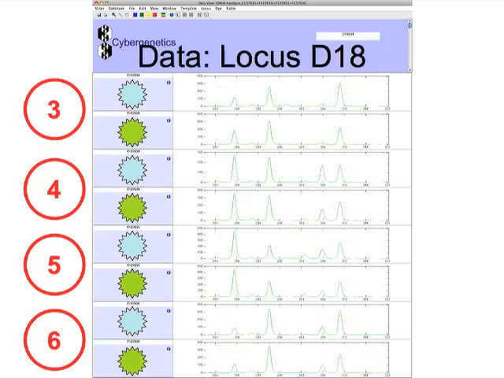It's good to get a close-up, so we're going to zoom in on locus D18, and throughout the talk, we're going to focus on it, just because it's nice, clean mixture data. So what do we see in the data? Well, for the base of the gun, we see two EPGs that look roughly similar to each other, but there's some difference in the peak variation.